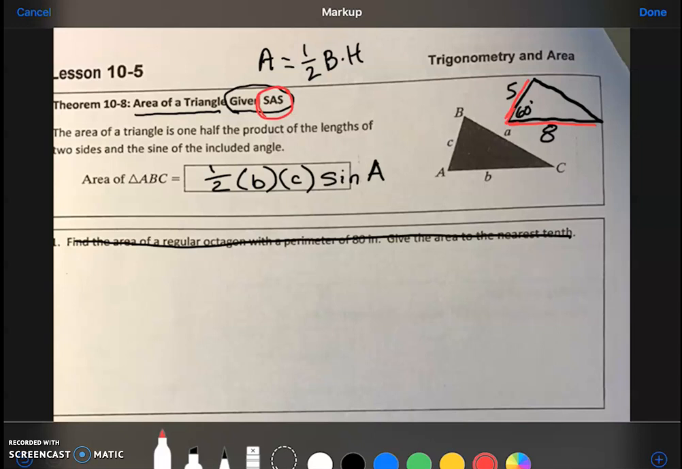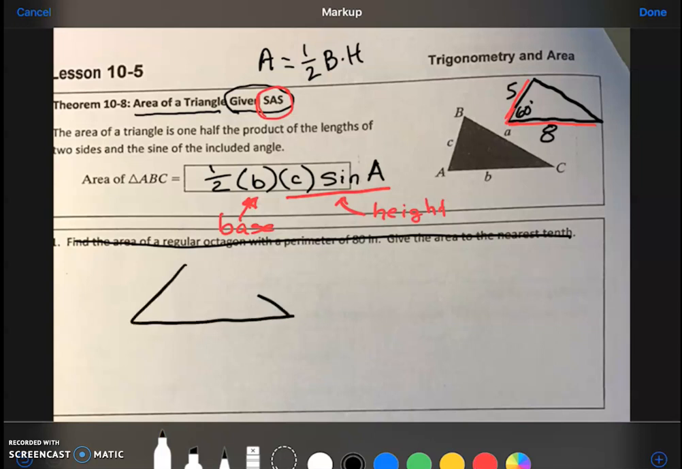But what will happen here is this formula, 1/2 B times C times sine of A. This is kind of the base, and this combination is the height, and it's still 1/2 base times height. Now, how does that work? I'll explain that right here.